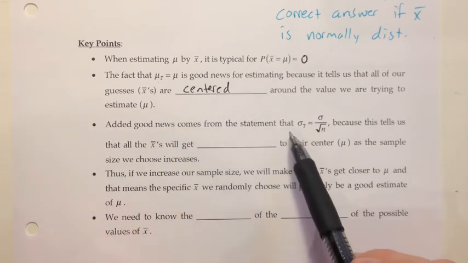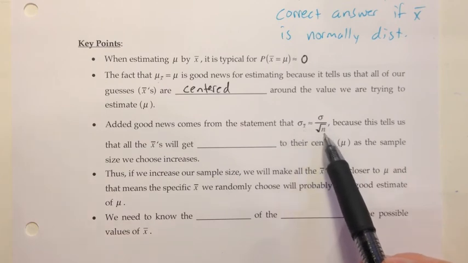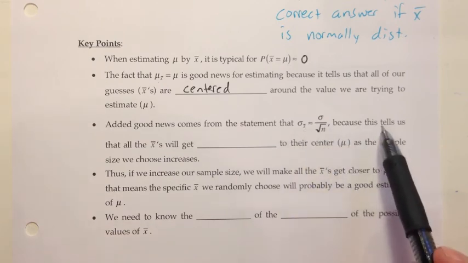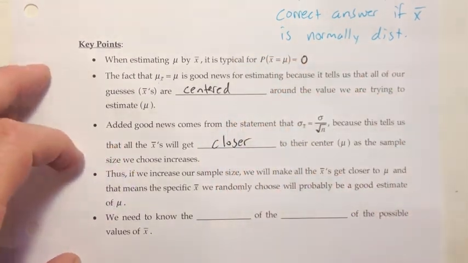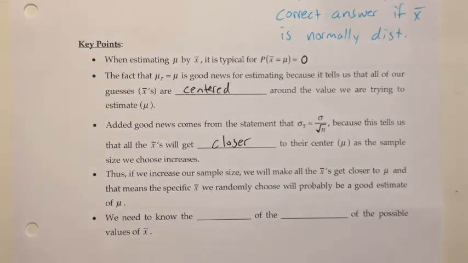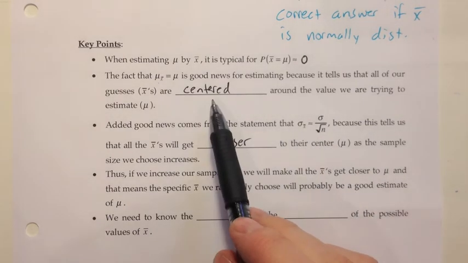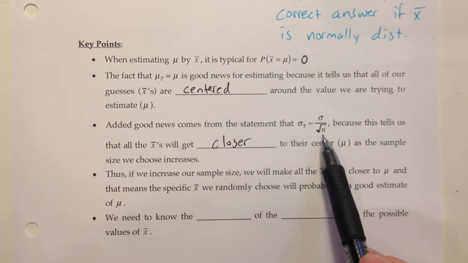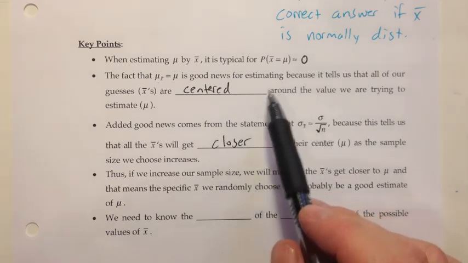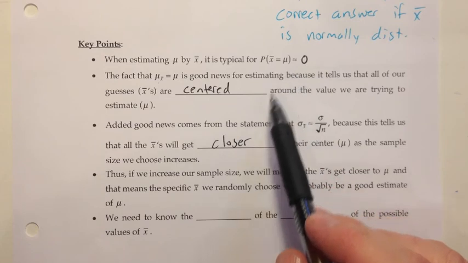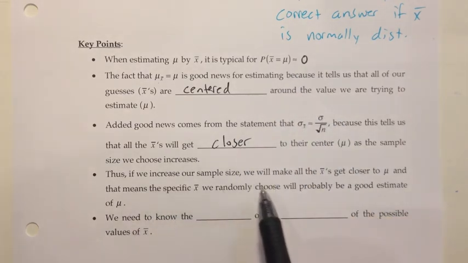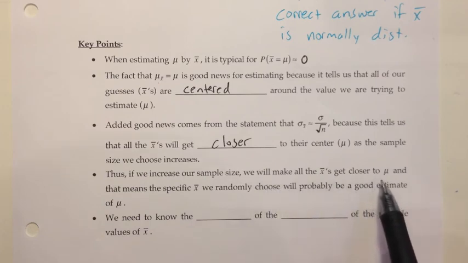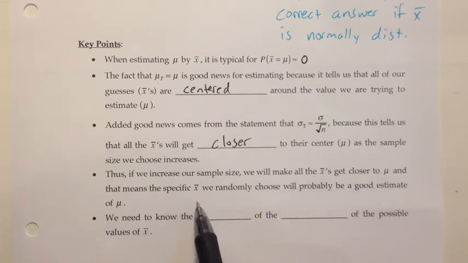And added good news comes from the statement that sigma x bar is approximately sigma over root n, because this tells us that all of our x bars will get closer to their center, which is mu, as the sample size we choose increases. So not only are we centered around mu, but as our sample size gets big, our guesses are getting closer to the right answer. So we may not get right answers, but they should be close if our sample size is big enough. So if we increase our sample size, we'll make all the x bars get closer to mu, and that means the specific x bar we randomly choose will probably be a good estimate of mu.